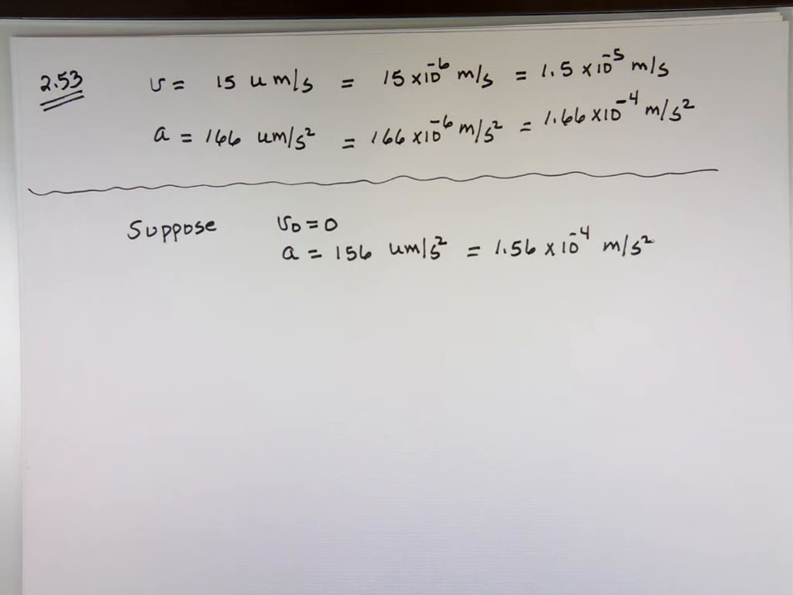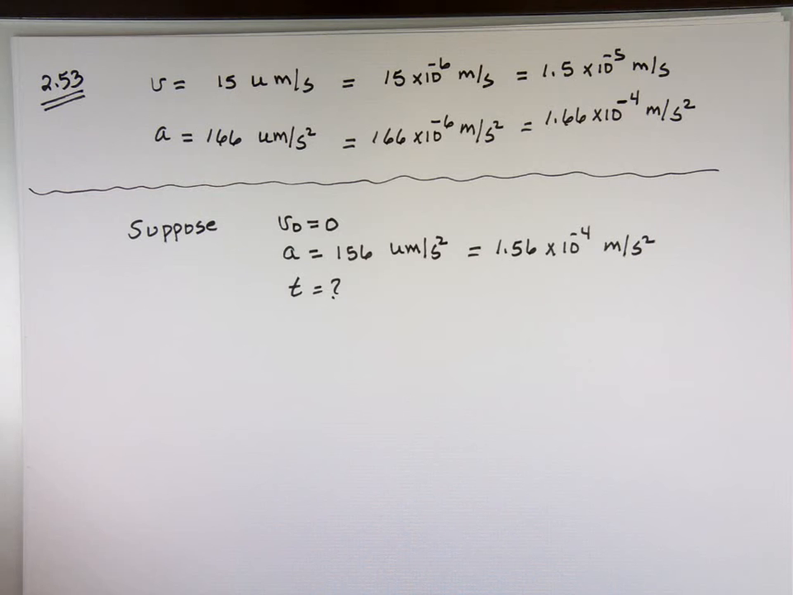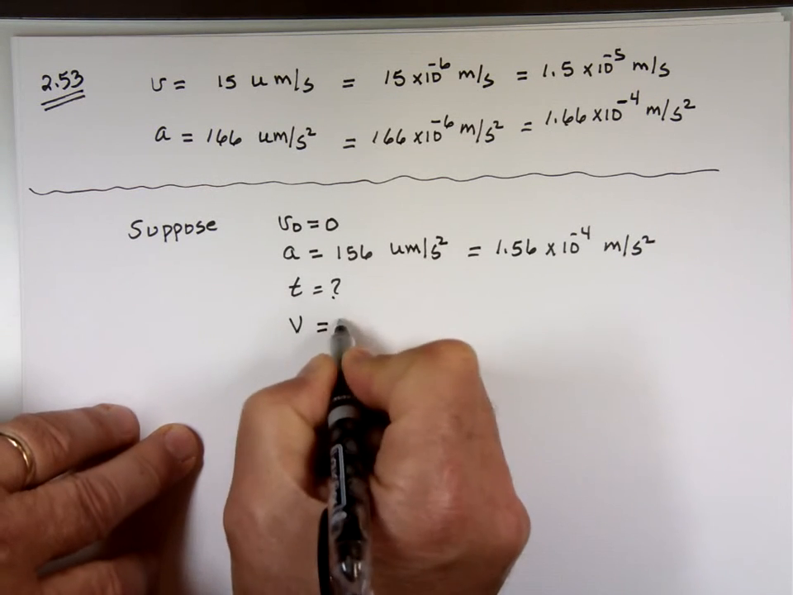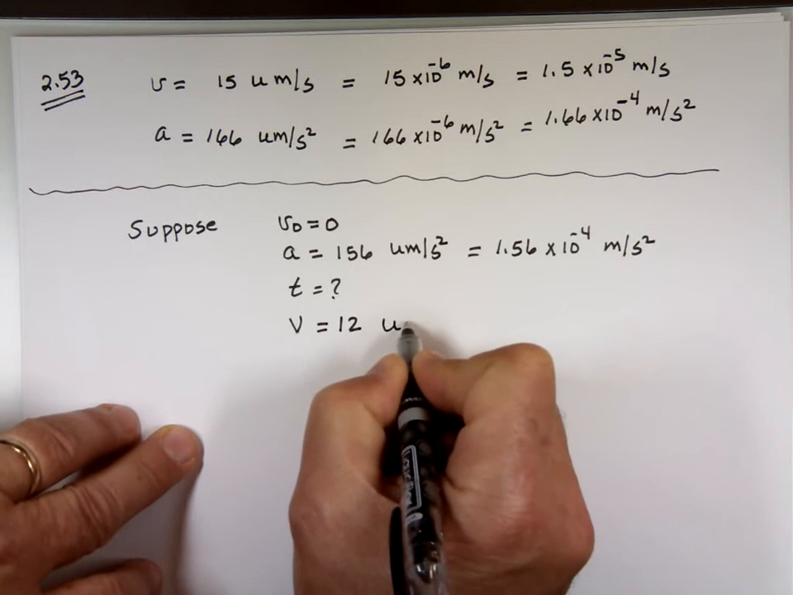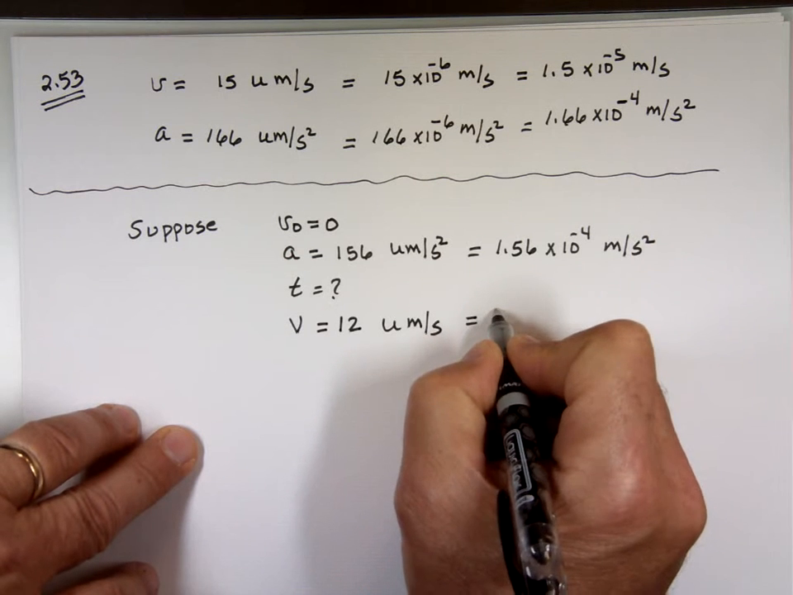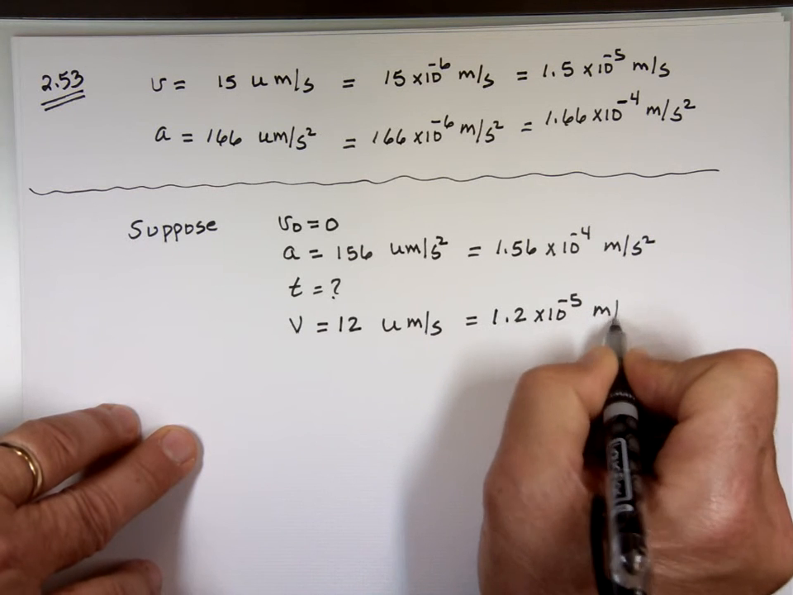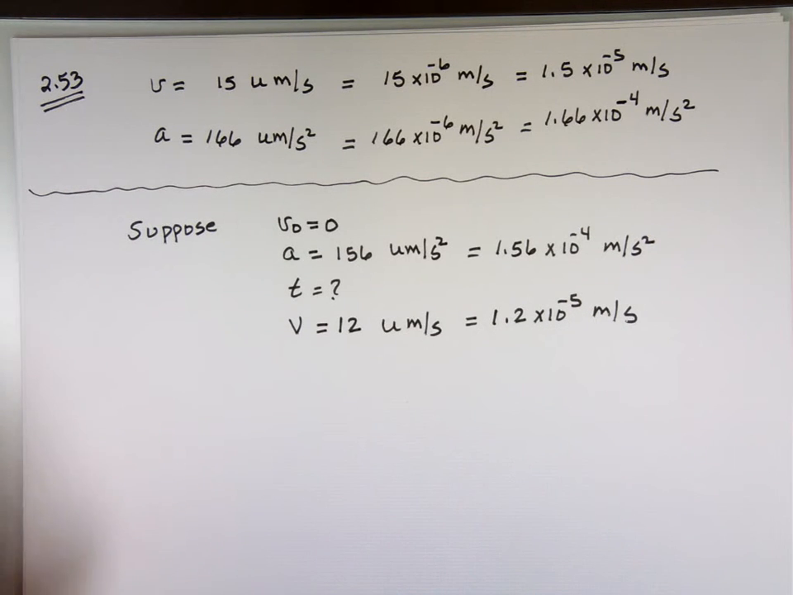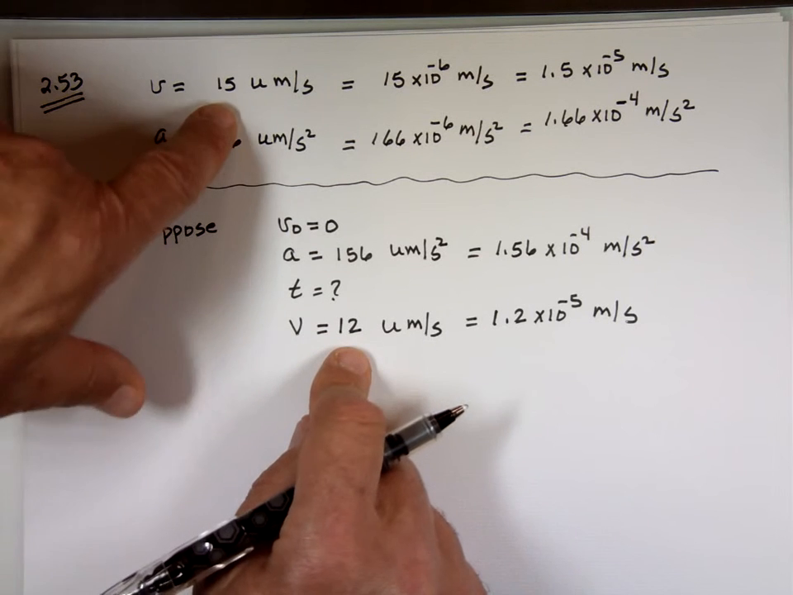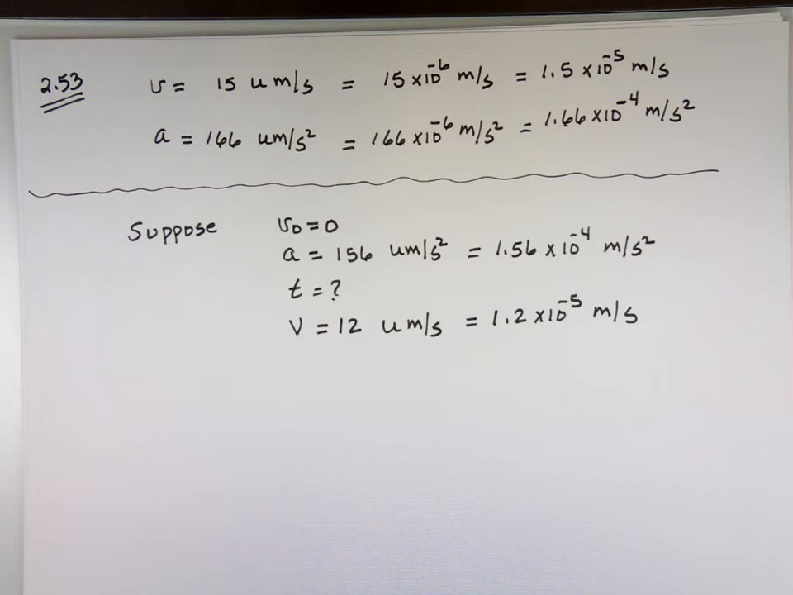The question is, how much time is required for the bacteria to reach a final speed of 12 micrometers per second? That's 1.2 times 10 to the negative 5 meters per second. Notice it goes faster than 12. It can go up to 15. They're saying, how long would it take the bacteria to reach that with this acceleration? So that's really all we care about.